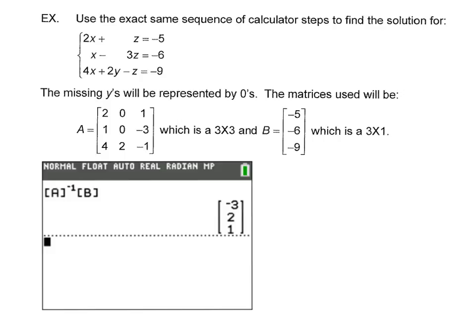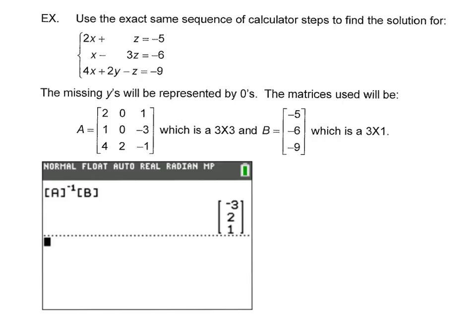So we're going to solve this system of three equations and three variables for x, y, and z. And any variables that we're missing, we'll fill zeros in for those. So matrix A, the top row represents the first equation, 2, 0, 1. Middle row is the second equation. Third row is the third equation. And so matrix A is a 3 by 3. Matrix B are our constants, negative 5, negative 6, negative 9, and it's a 3 by 1.